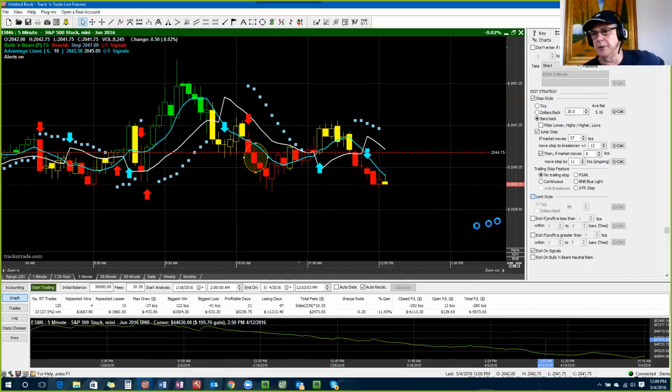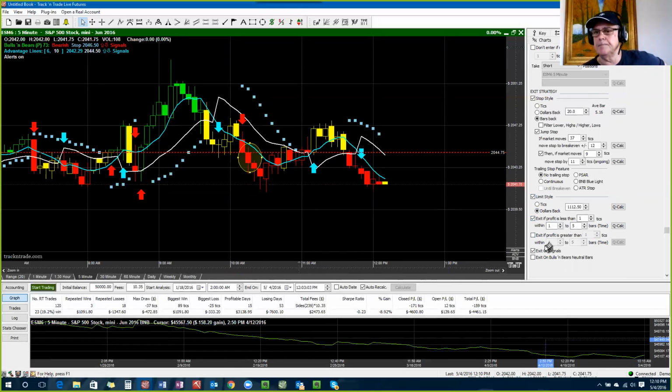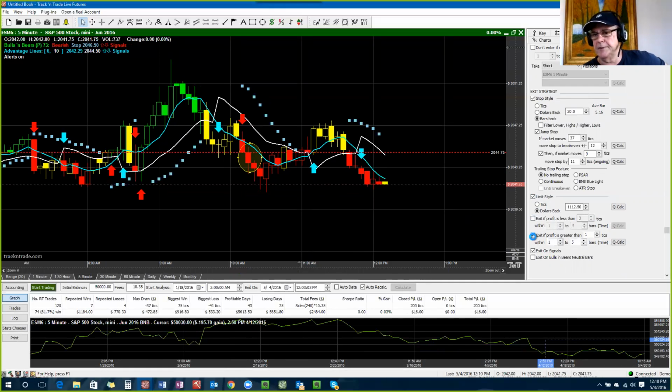Then you can set your limit up. You can say, I want to take 89 ticks. I want to take $1,200. I want to exit if the profit is less than one tick, etc. Exit if profit is greater than 1 tick, and you can obviously adjust those to anything that you want to. Take those off for now.